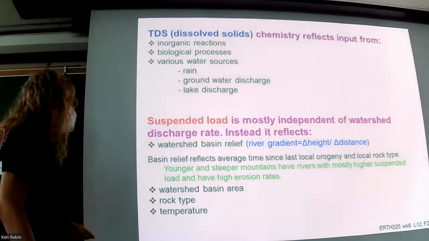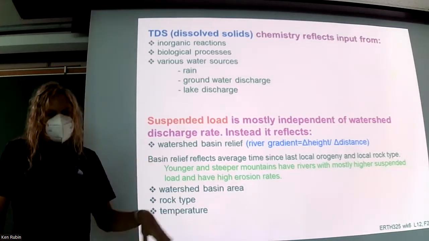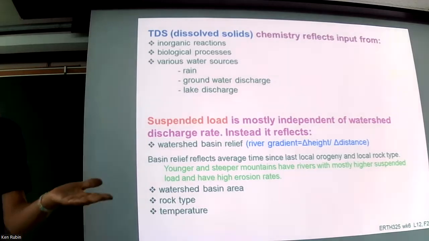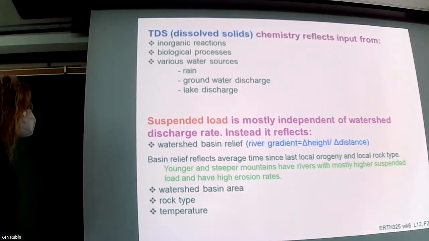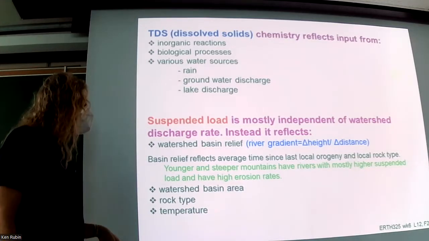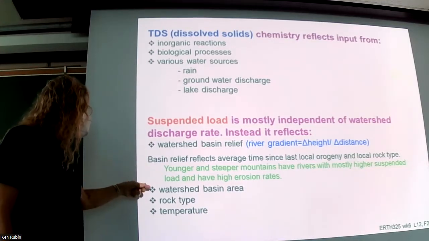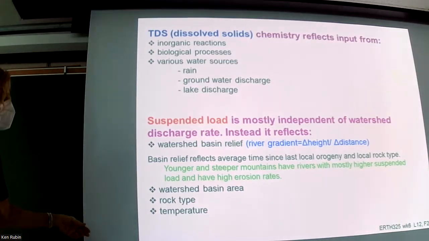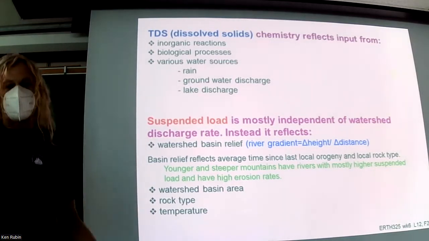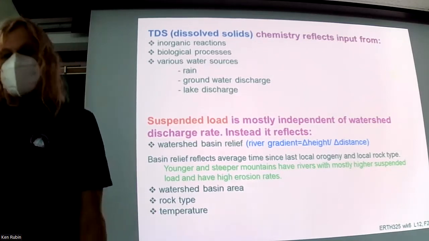So generally, when we find high relief basins, these are in geologically young environments. This is why we have high relief here, because from the geological perspective, all these islands are very young. So that's a key feature, but there are some other features too, such as what is the rock in the area, how big is the watershed, what is the temperature, and I'll hopefully illustrate this for you in a moment, how that works.